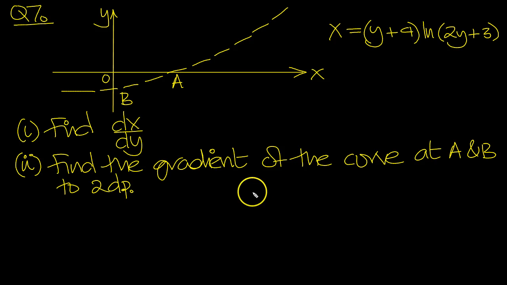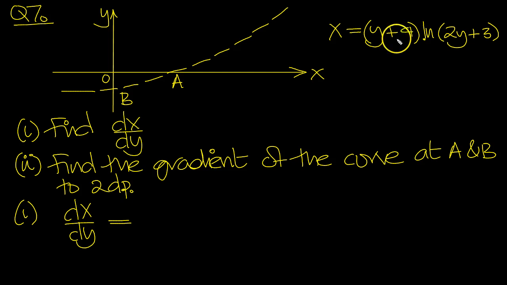Okay, here's the question then. We've got this. It's a product, and the second term is itself a function of a function in terms of y, isn't it? So part 1 then. Let's differentiate with respect to y. So use the product rule, u dv/dx plus v du/dx. This we differentiate with respect to y, because we're doing differentiation with respect to y.